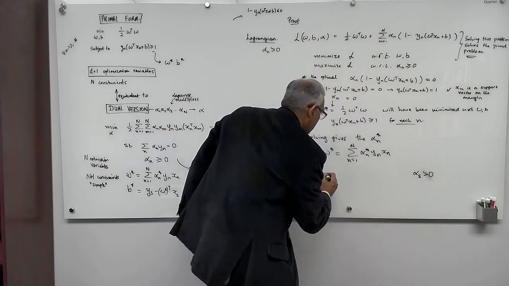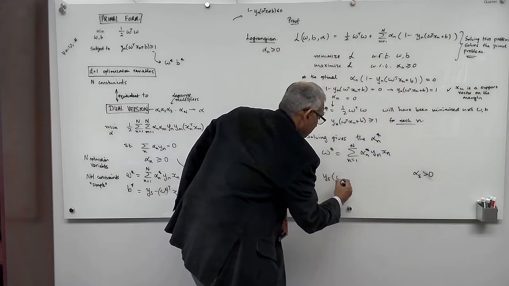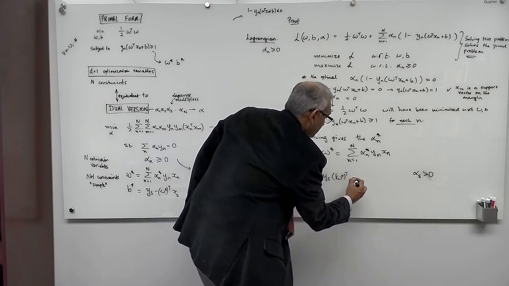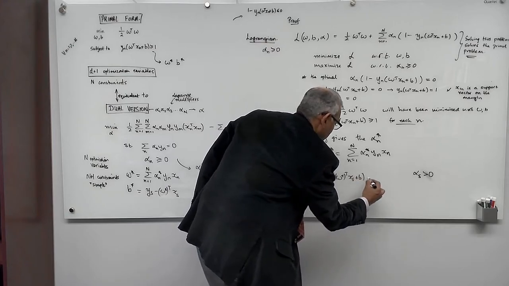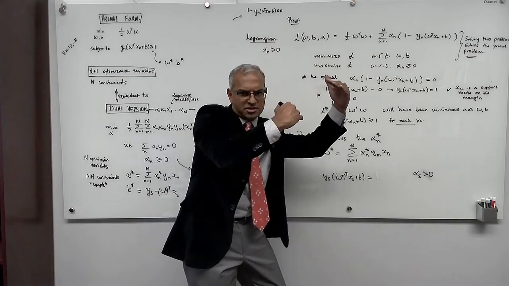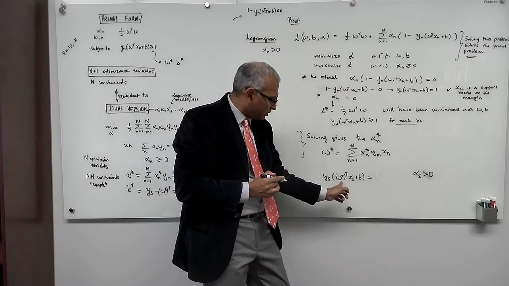Then we know that this term is 0. So ys times (w star transpose xs plus b) is equal to 1. So this guy is a support vector on the cushion. And if this is satisfied, well, we know w star now. We've just computed it.